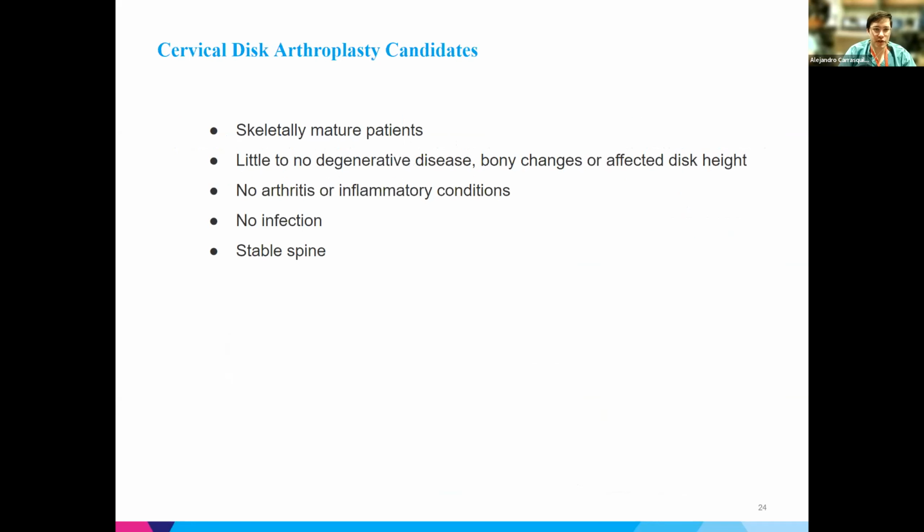And just to summarize some of those points, the prime candidates for a cervical disc arthroplasty are those that, first of all, are skeletally mature. So you're not going to do these in pediatric patients who are still growing. They have little to no degenerative disease or bony changes or affected disc height. They have no arthritis or inflammatory arthritic conditions, no infection, and a stable cervical spine.